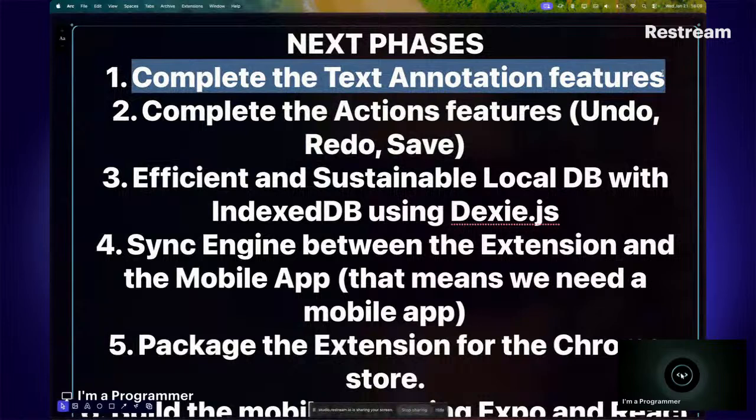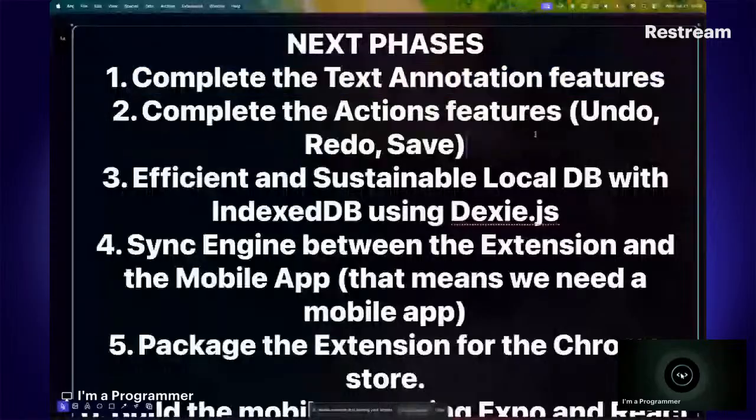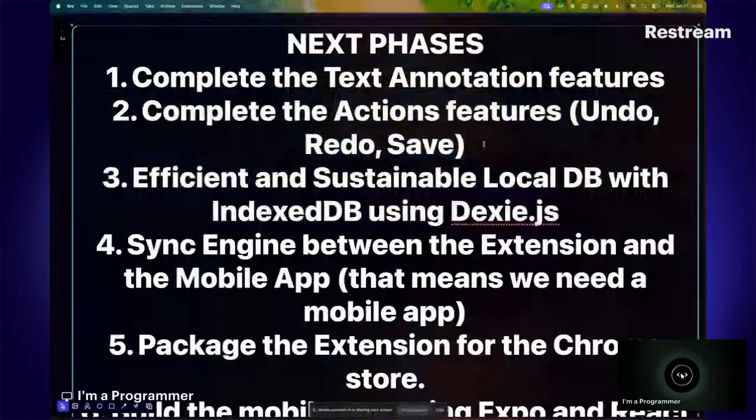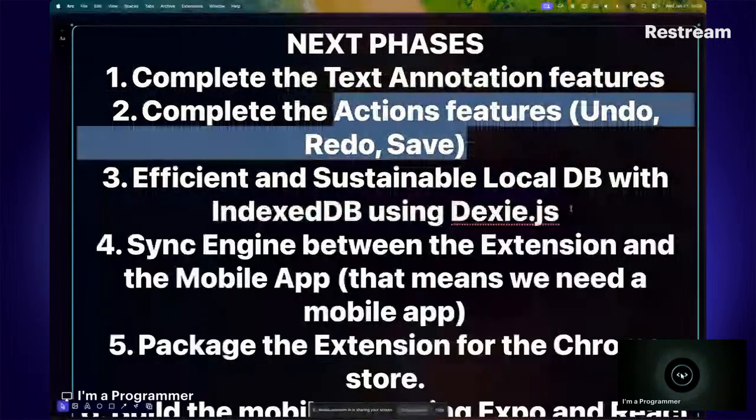Then the second feature here, which is the actions, the undo, save, and redo feature, is going to be the one that takes a lot more time. But after that, we can implement the efficient, sustainable DB stuff. We can also do this tomorrow if we have enough time. If we complete this feature, this takes us like 20 minutes. This takes us like 40 minutes. That hour, we can use the other hour to implement this.